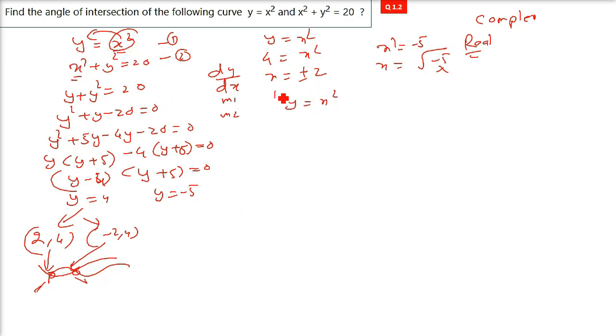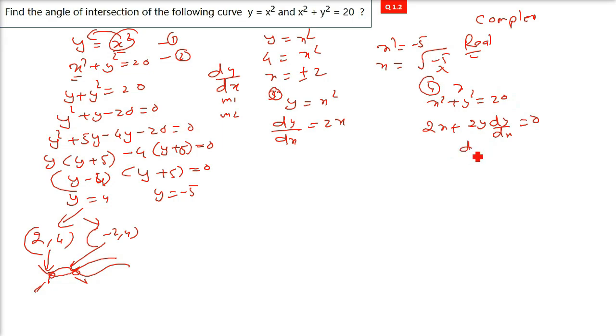I am differentiating the first one. The first curve is y is equal to x square, and the second one is x square plus y square equals 20. Differentiating, dy by dx will be equal to 2x. Here we have x square plus y square equals 20, so let us differentiate it again. You get 2x plus 2y dy by dx equals 0. The 2 you can cancel: x plus y dy by dx equals 0.